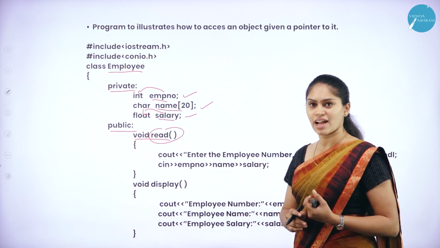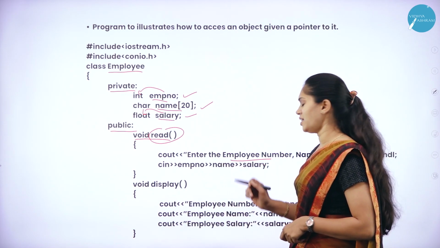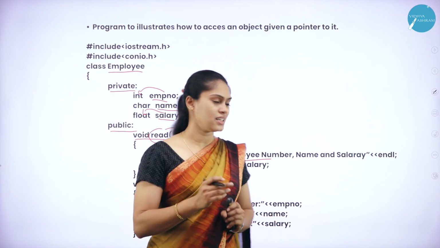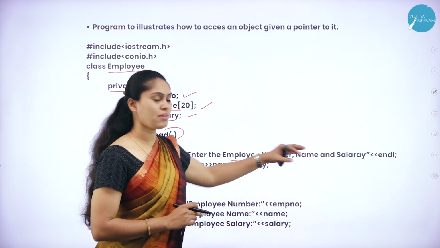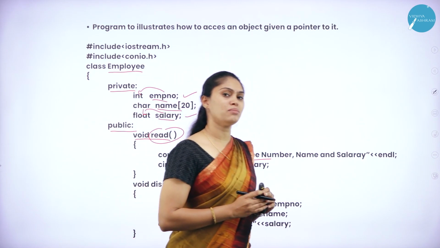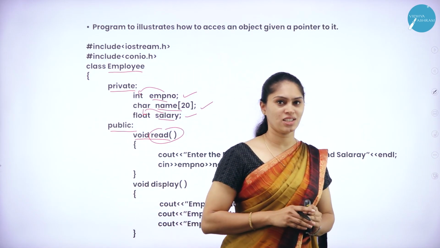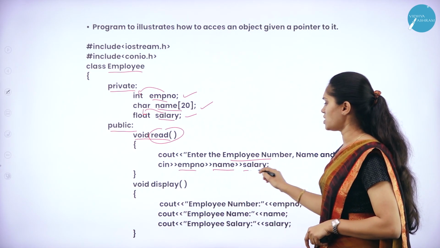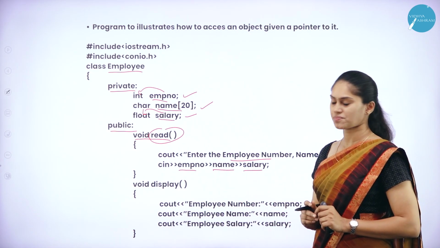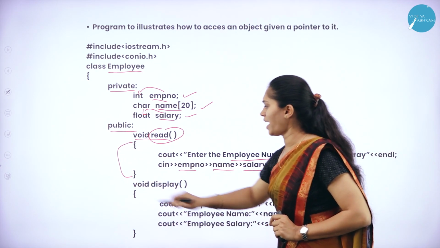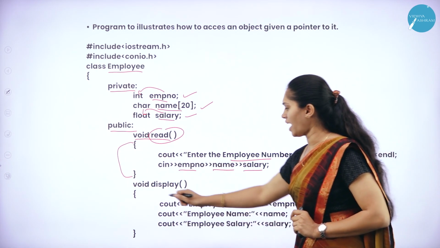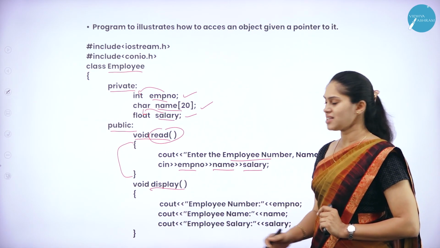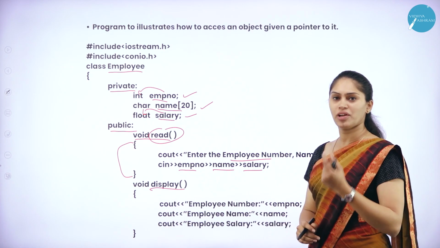What are all the things that I am taking? Enter the employee number, name as well as the salary. I am asking the user to enter the employee number, name and salary. What are the variables that I am going to take in order to receive the values from the user? Employee number, name as well as salary. After that, I am going to end the scope of this read function. I have one more function called display. Whatever I have taken in the read function, I am going to display.